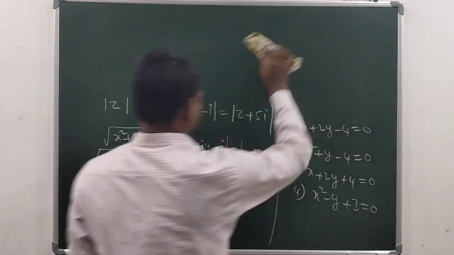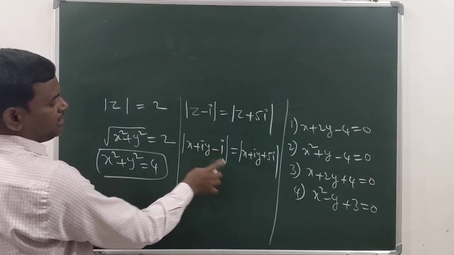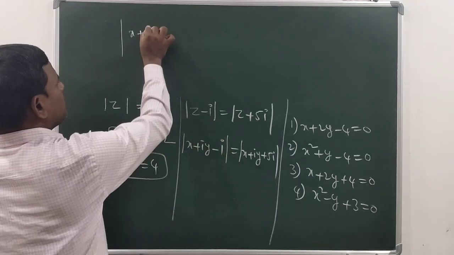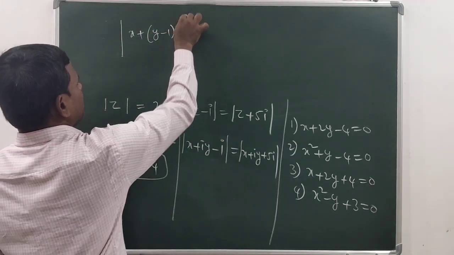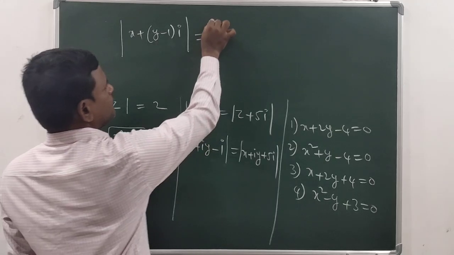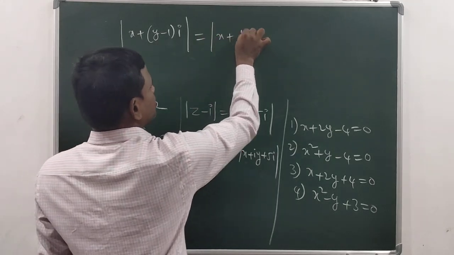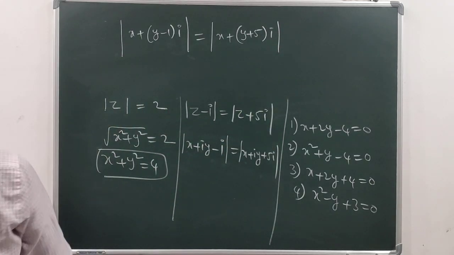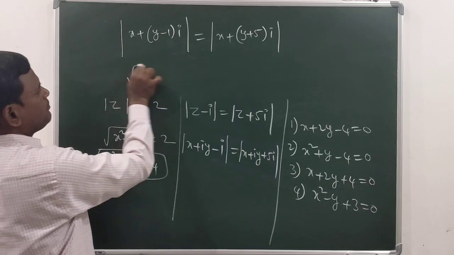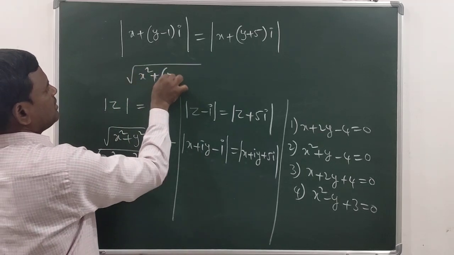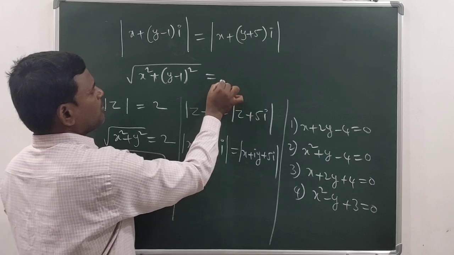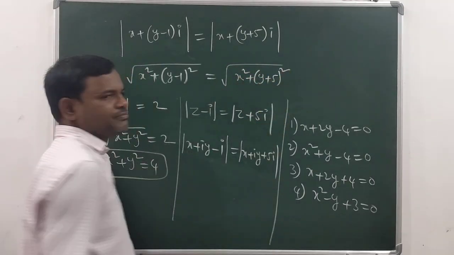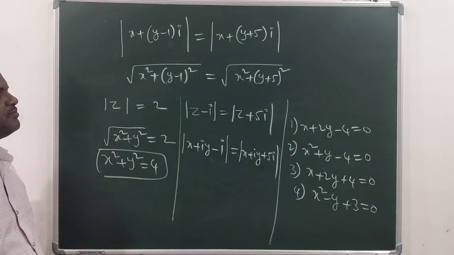See, the next step, write this expression as x plus, take i common, y minus 1 into i, here also x plus y plus 5 into i. You know whose magnitude? Square root of x square plus y minus 1 whole square, which is equal to root of x square plus y plus 5 whole square. Now square on both sides.